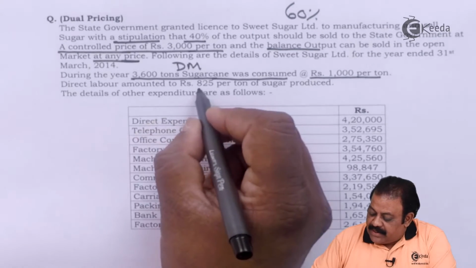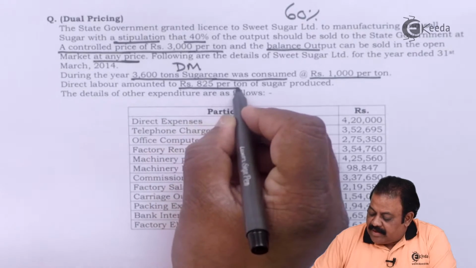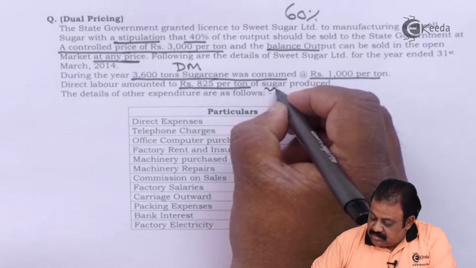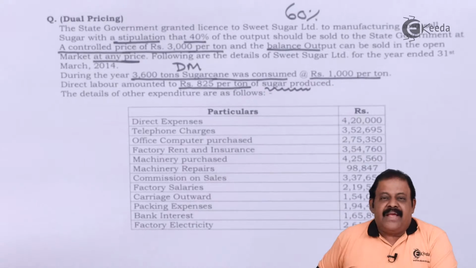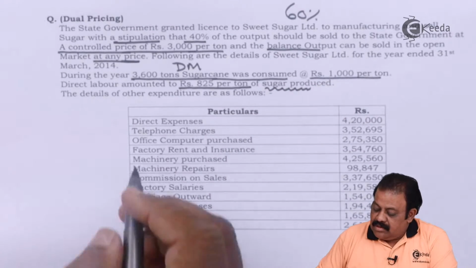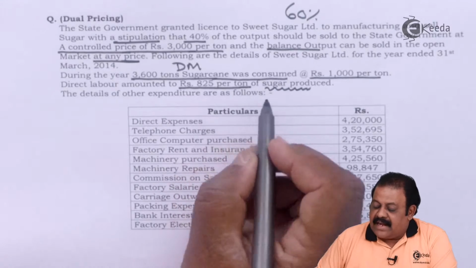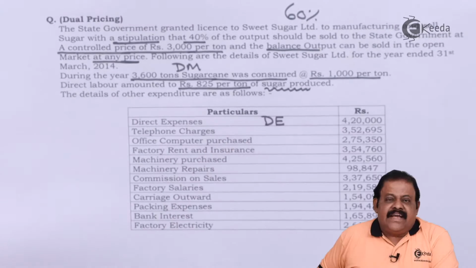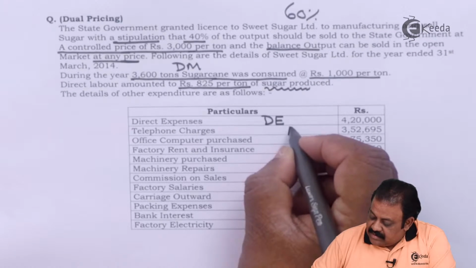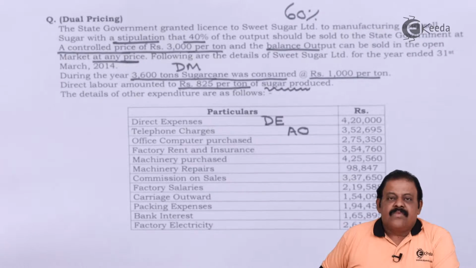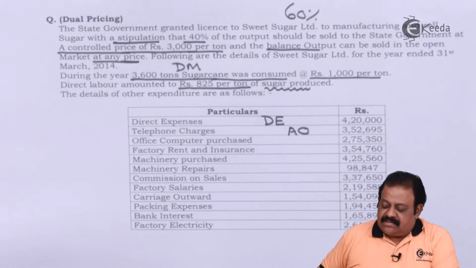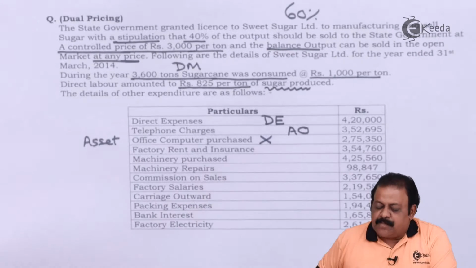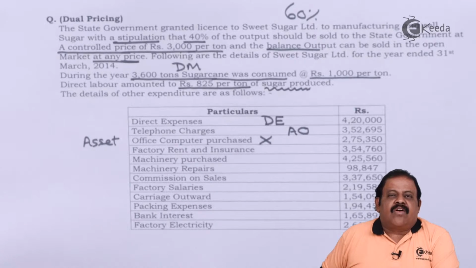Direct labor amounted to rupees 825 per ton of sugar produced. So it is based on final output. The details of other expenses are as follows. Direct expenses, telephone charges, administration overheads. Office computer purchased. This is a purchase of asset, so it's a capital expenditure. So it will not be recorded in the cost sheet.